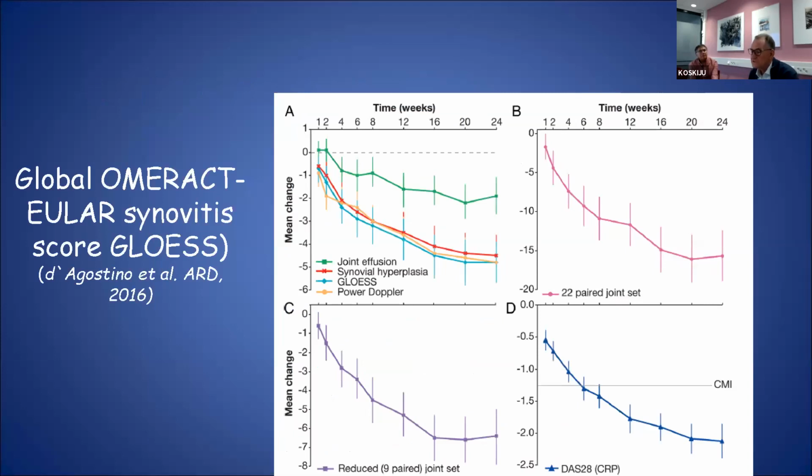Here is just an example of how this overall synovitis score goes. In one study, they had a lot of patients. They gave biologic treatment. So effusion goes like this. Synovial hypertrophy and Doppler and this combined scoring goes like this. If you take 22 paired joint sets, it goes down along with the treatment. 9 joints goes like this. And so does 27 with CRP, it also goes down. So this is just to show that in scientific work, you can use this kind of score.